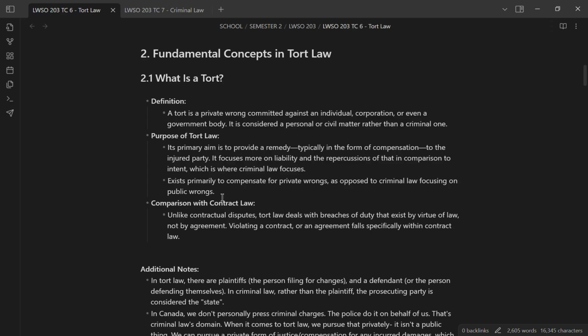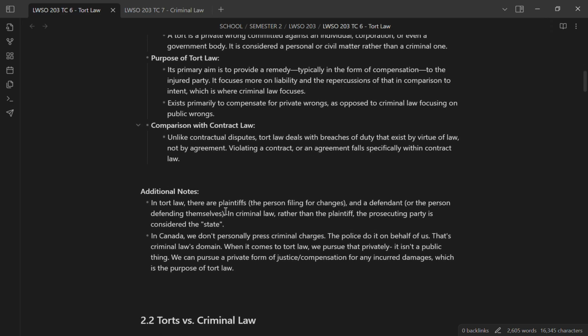So unlike contract law, tort law deals with breaches of duty that exist by virtue of law, not by agreement. So, again, just to nail that down, because contract law can be private, just like tort, contract law specifically deals with the breach of a duty with regards to an agreement, not by law. Tort law deals with a breach of duty by virtue of law, not by an agreement. So just to reiterate that again, violating a contract or an agreement falls specifically within contract law, not directly within tort law.